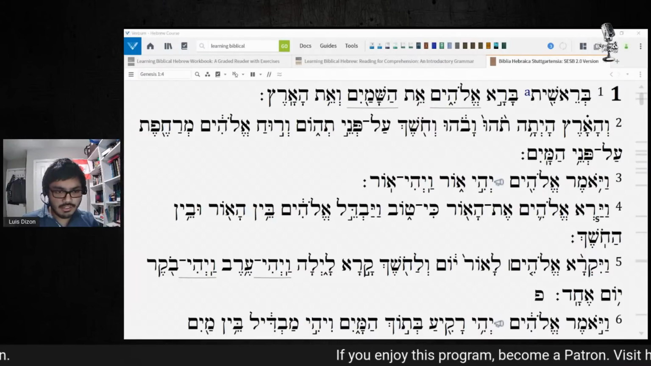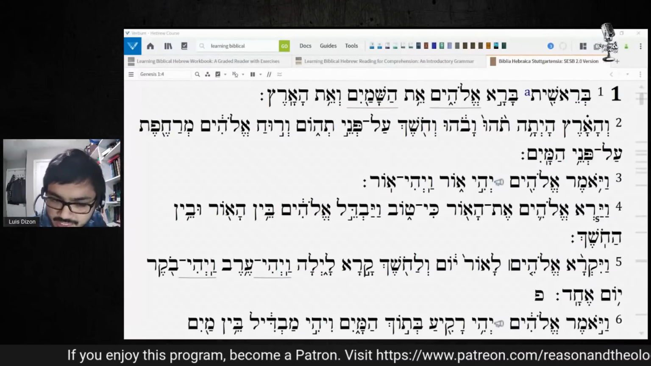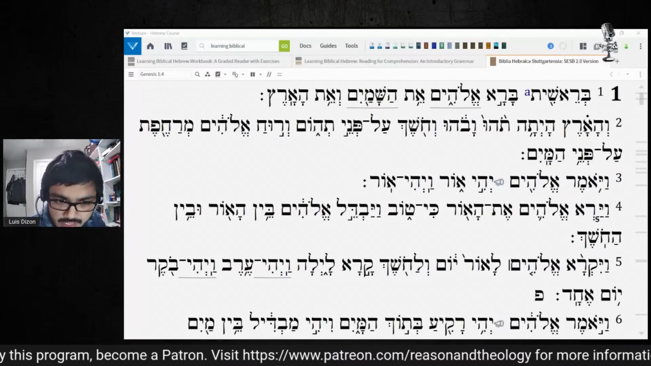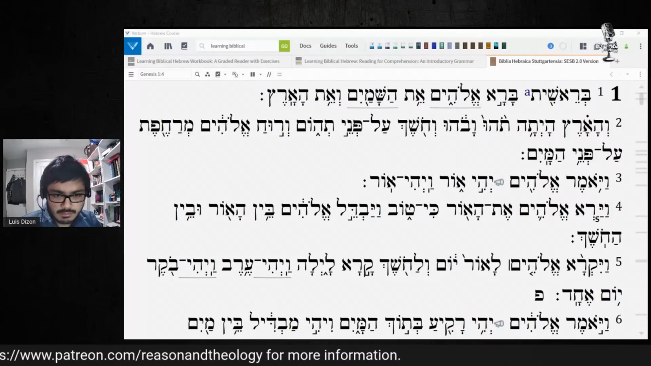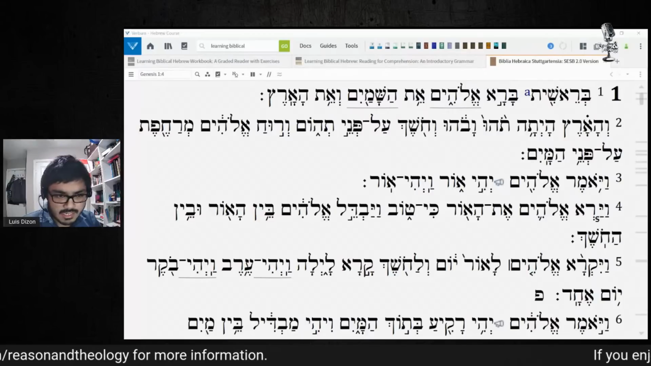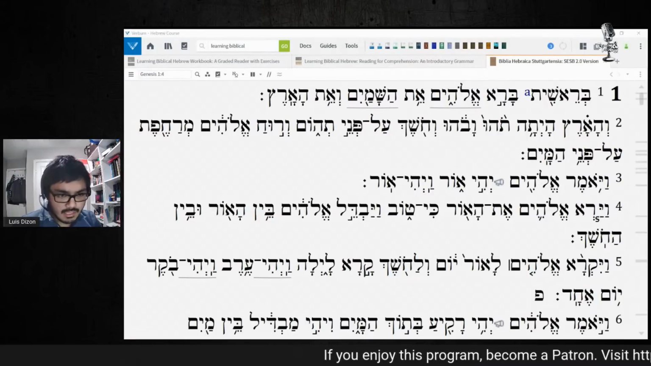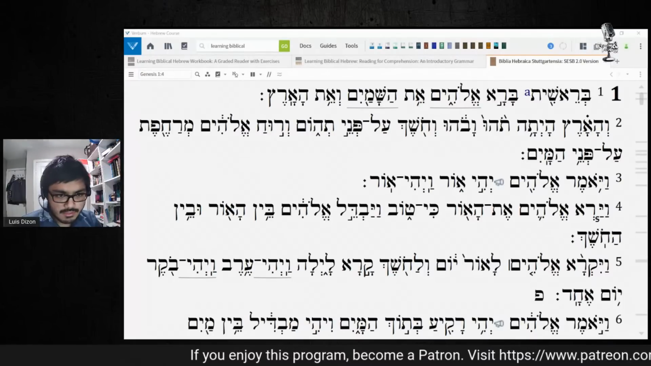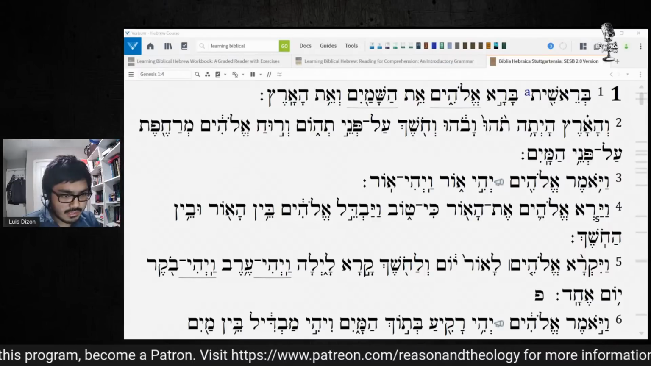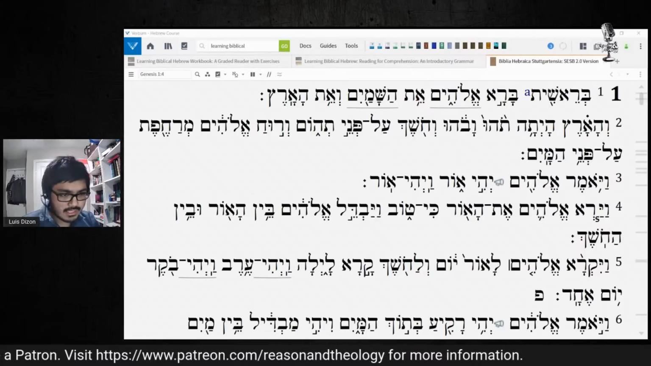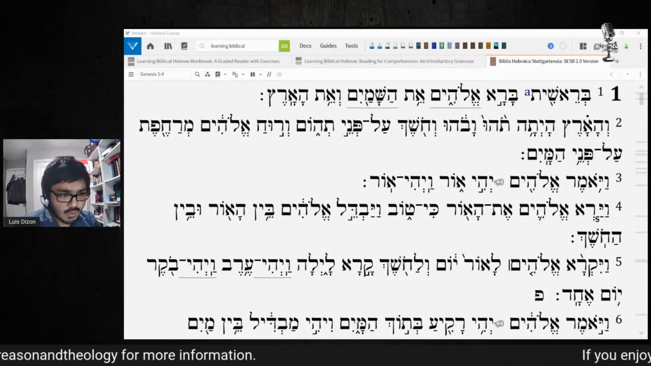Verse 4. Vayar Elohim et haor ki tov, vayavdel Elohim ben haor uven hachoshech. Vayar, again, is a vayiktol form of a verb. It means to see. And Elohim is the noun. Et haor is the noun that is the object of see. And we know that because of this: et. Ki tov is a predicate adjective modifying haor.